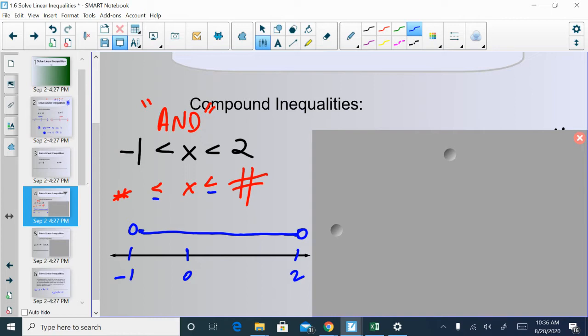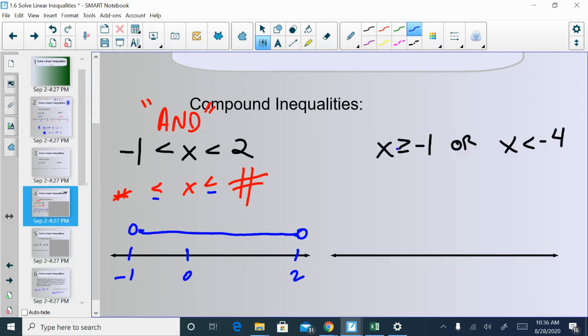So this is a compound and situation. We are also going to see compound or situations. And an or situation would say, hey, X can be greater than -1, or X can be less than -4. It can be either or. It doesn't have to be both for it to be solutions. So, and inequalities are always written smallest number less than X less than bigger number. And or inequalities are just two individual statements with the word or in the middle.